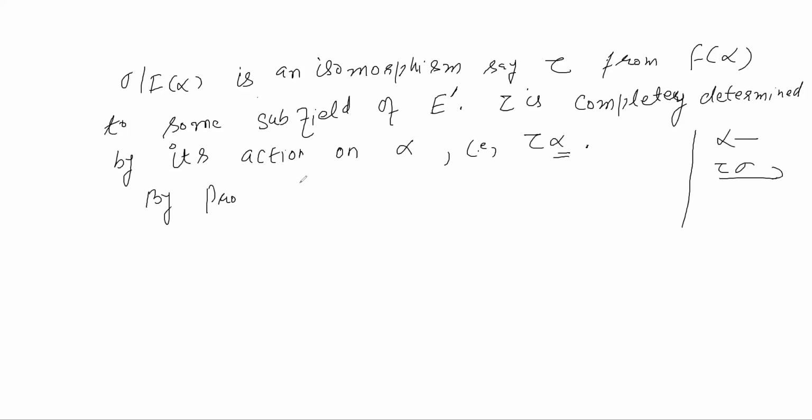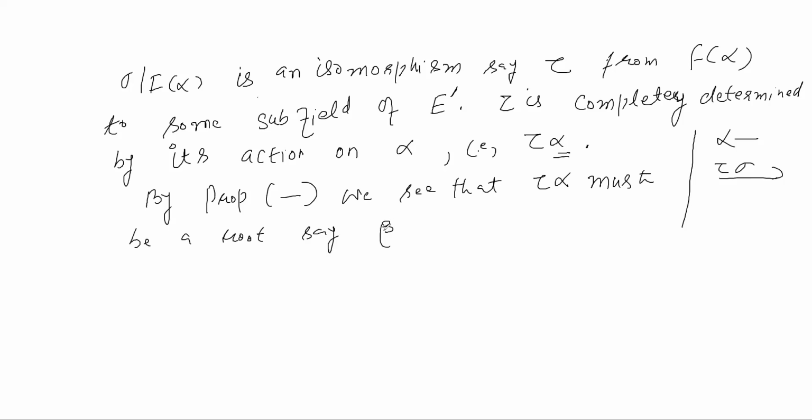Okay, so by the proposition in the previous lecture, we can see that tau alpha must be a root, say beta, of p dash x. You can see this, that tau alpha is a root of p dash x. Say this root is beta.